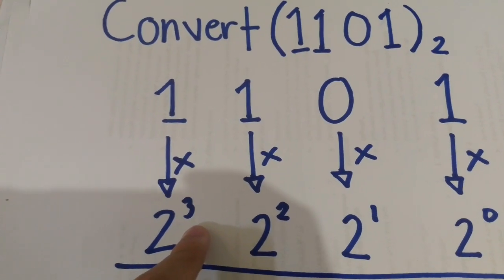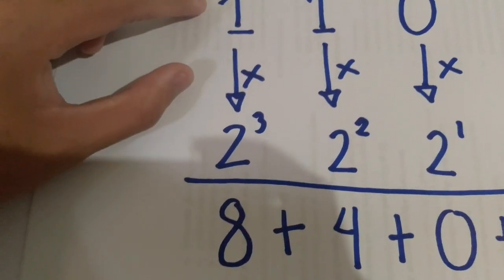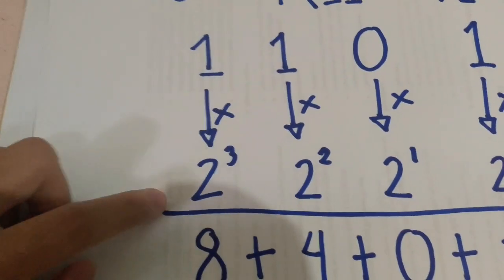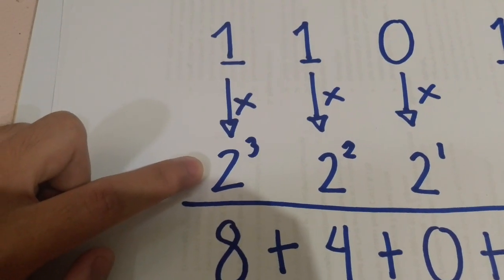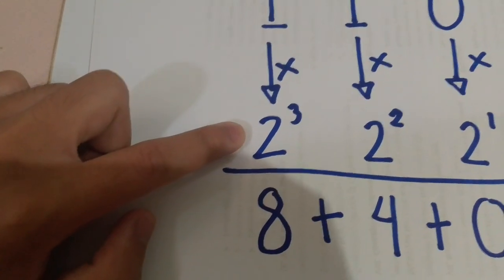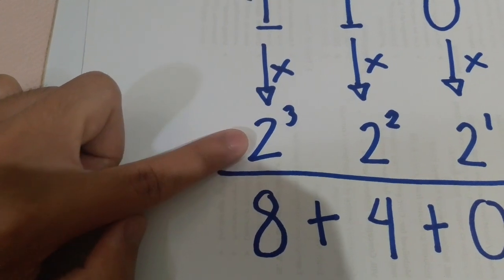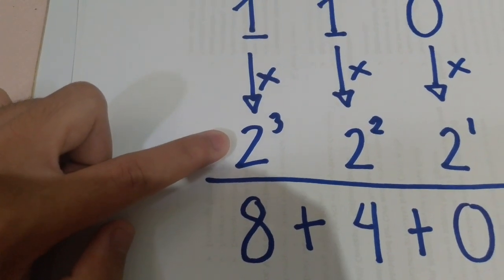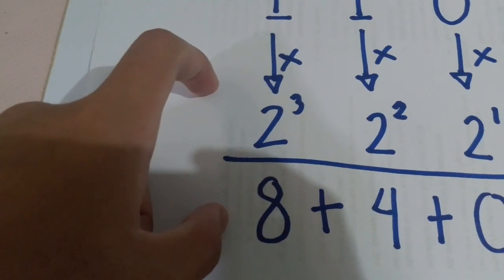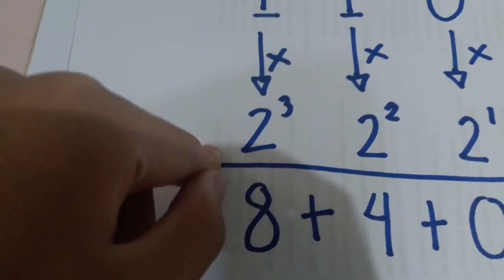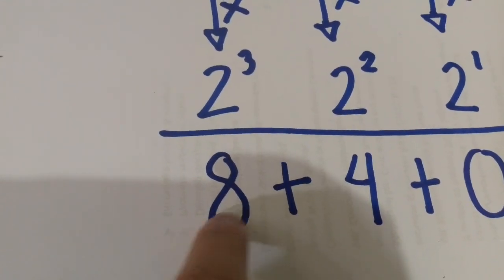Now, let's try to multiply it and see its answer. We're gonna have to times 1 by 2 to the power of 3. Now, this is the difficult part. We're gonna have to find out 2 to the power of 3. It's just simple. You're just gonna have to times 2 three times. 2 times 2 equals 4. And 4 times 2 equals 8. That's why we have the number 8.